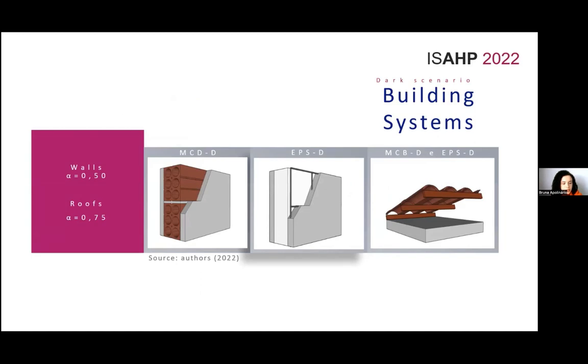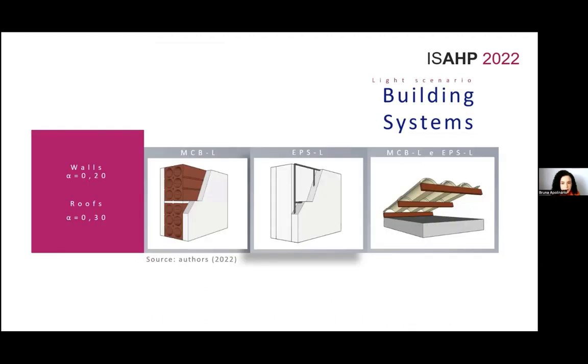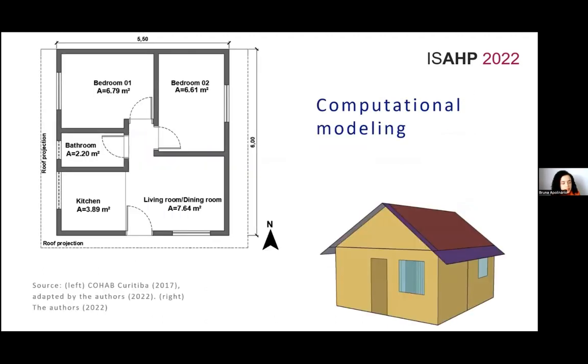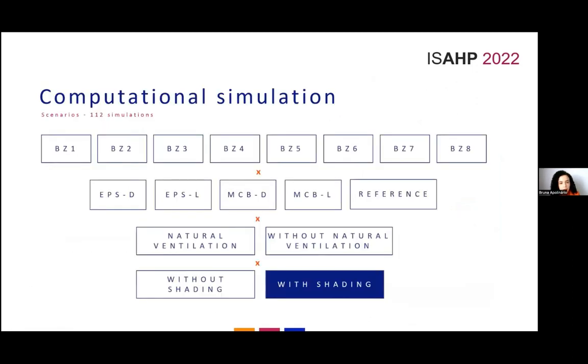For the simulations, the building systems analyzed were the masonry with ceramic blocks and the EPS core panels, both with dark and light colors. The study was done considering the social housing unit built in the city of Curitiba, and several scenarios were simulated, varying the cities, the building systems, and the ventilation and shading conditions.